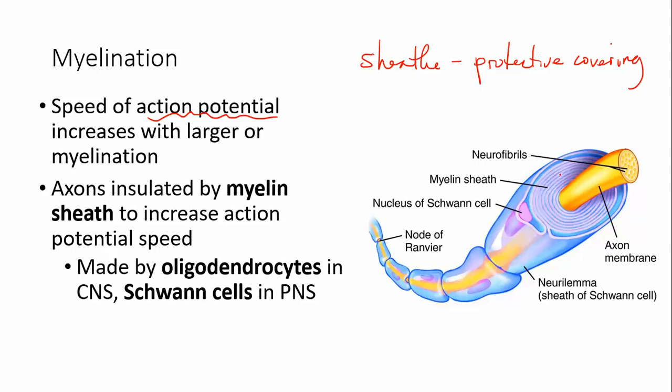So all of this stuff that you see here, that's basically wrapped up layers of membrane. So it's like the cells that make this, which are oligodendrocytes in the central nervous system and Schwann cells in the peripheral nervous system, they basically just wrap themselves around the axon and make themselves a protective cover.